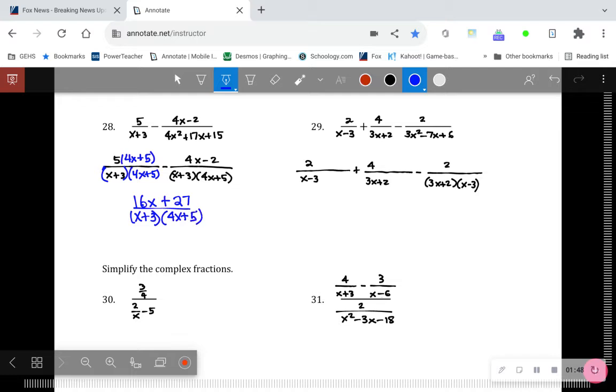But you can see that there's no common factors. This top does not factor any further, so there's no point in writing it that way anymore, since it's not going to help us cancel anything. What I'm going to do is simply revert back to this version of it, and we'll get our final answer here.